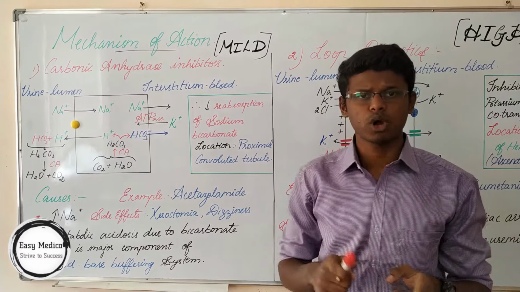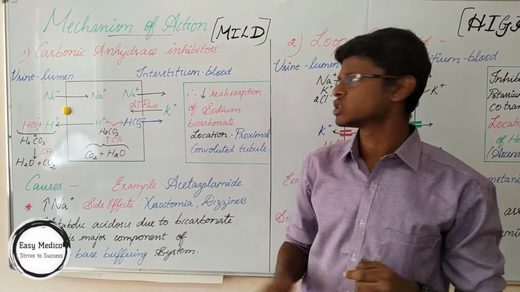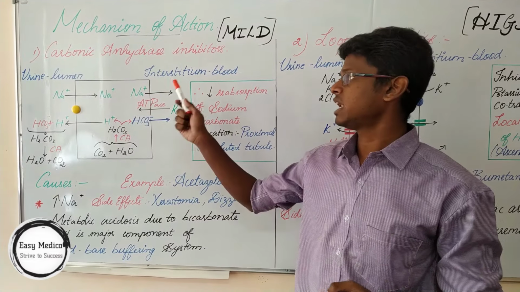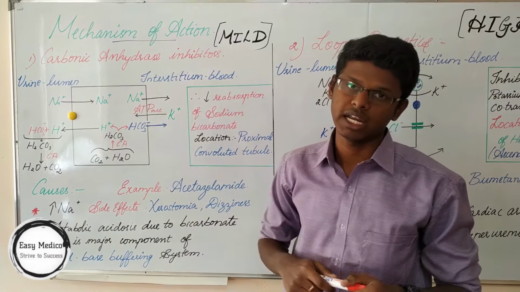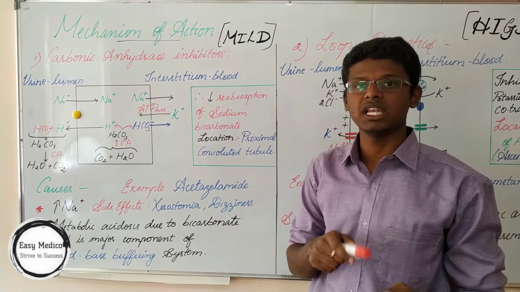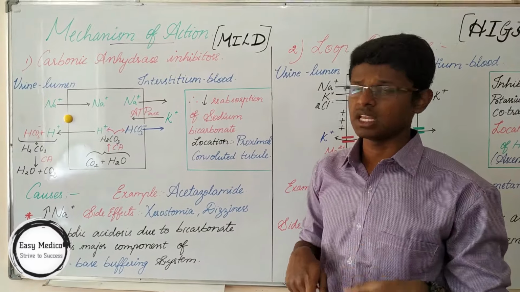Their location is the proximal convoluted tubule and their function is to decrease reabsorption of sodium bicarbonate, by, as per their name, inhibition of carbonic anhydrase. Where it occurs, in order to know more detail, let's zoom into the epithelial cells. What happens in these epithelial cells?